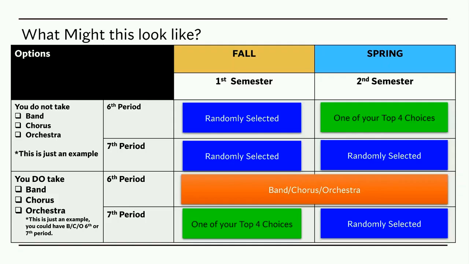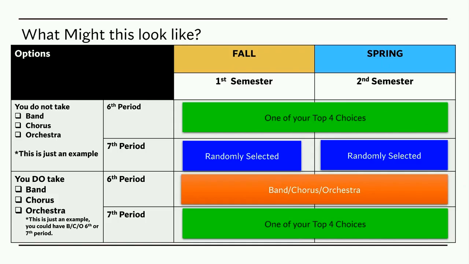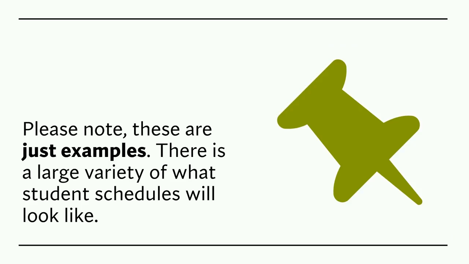And then you might have 2 semester-long classes, and that could be one of your top 4 choices and another randomly selected. Another possible option is that one of your top 4 choices is a year-long class. So you would have that both fall and spring semester, and then you would have 2 randomly selected semester-length courses. If you are in band, chorus, or orchestra, you have the possibility of having band, chorus, or orchestra year-long, and then also one of your top 4 choices year-long. So please note that these are just examples. There is a large variety of what student schedules will look like.